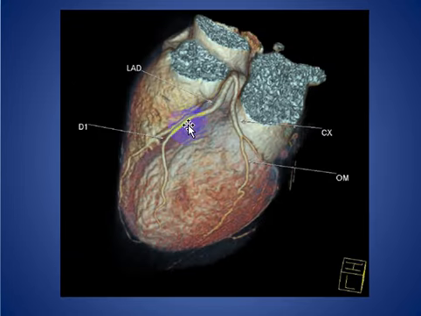Here, another 3D volume rendering image of the left coronary artery. As we see here, this is the left anterior descending artery, and here we see the circumflex artery and some branches of the left anterior descending, the diagonal, and the branches of the circumflex, the obtuse marginal.